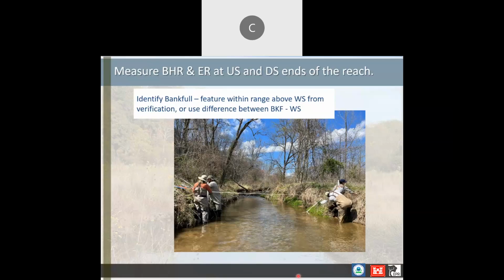Oh, wait, this one's a little bit more instructional. So this is showing how you measure it at a cross section. So we've got our bankfull indicator and have stretched a tape, and then we're going to identify which bank is the low bank feature.